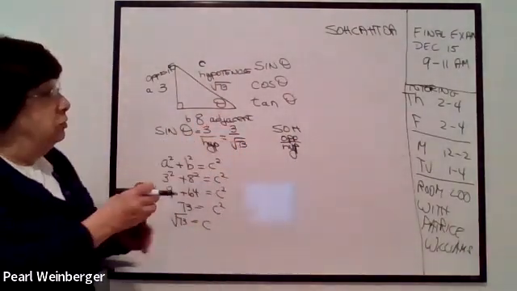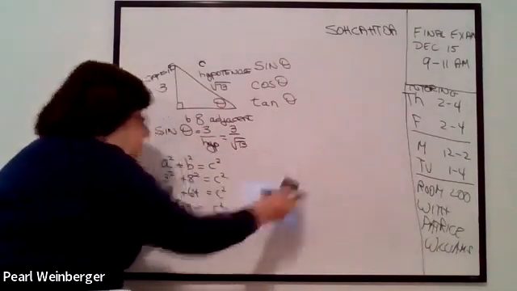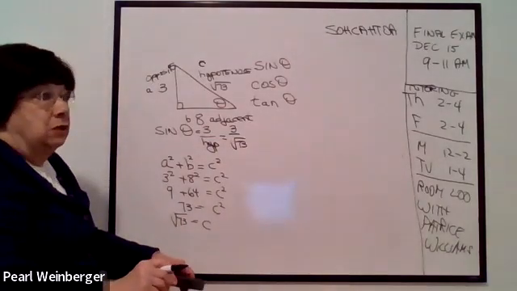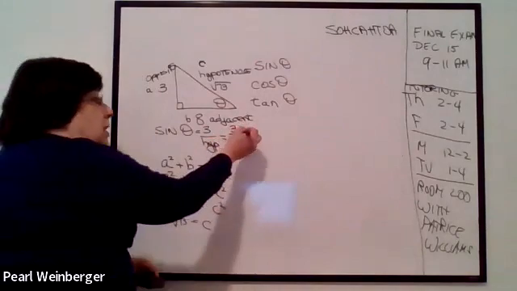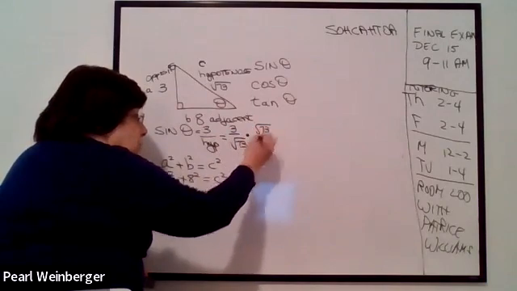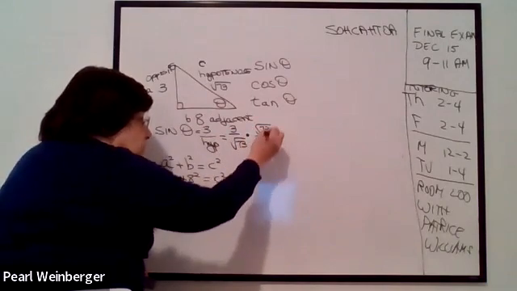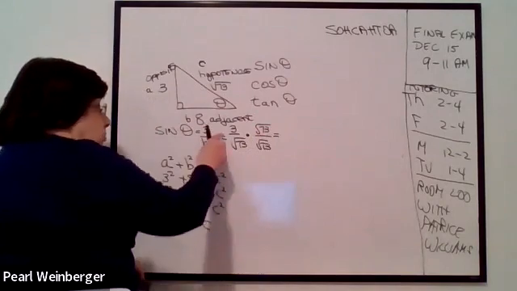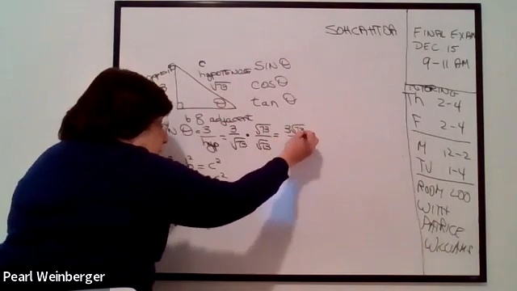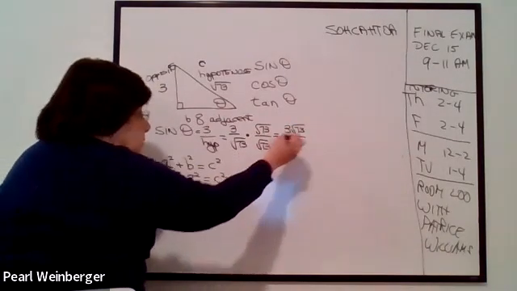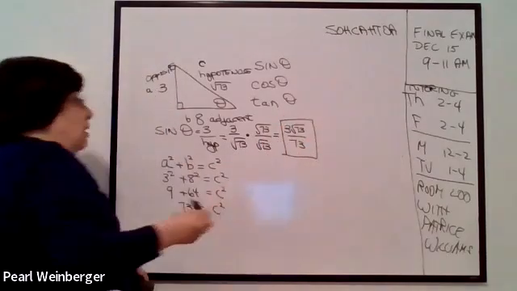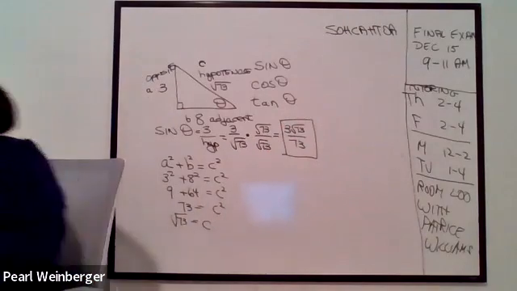This is a correct answer, but usually we don't leave radicals in the denominator. What we do is we rationalize the denominator. So in order to do that, we multiply the top and the bottom by the square root of 73. So the top will become 3 radical 73. And the bottom will be the square root of 73 times the square root of 73, which is just 73. And this would be the answer that we would be expected to give.